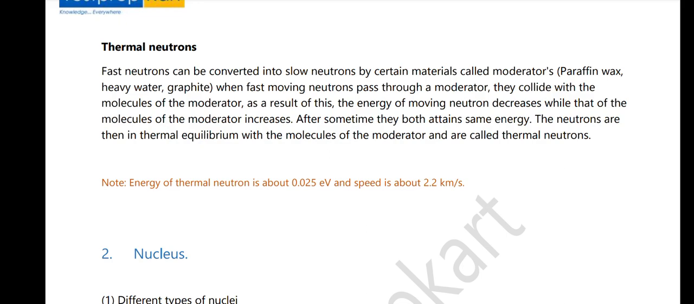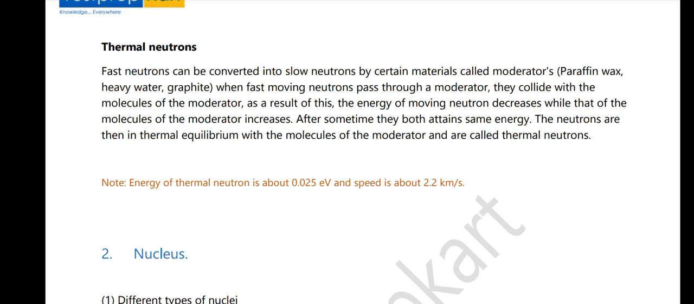After some time both attain the same energy. The neutrons are then in thermal equilibrium with the molecules of the moderator and are called thermal neutrons. So the neutrons become thermal equilibrium because the energy is the same as that of the molecules of the moderator.